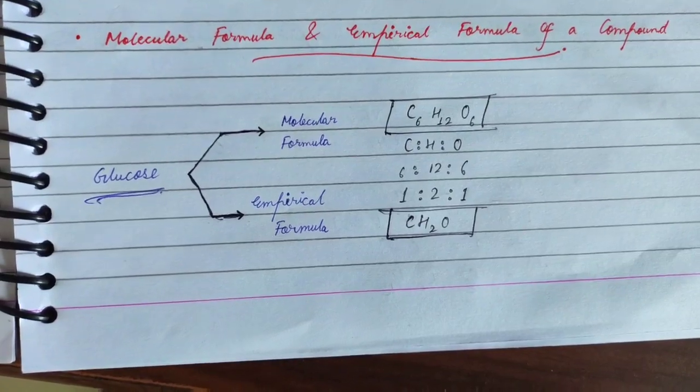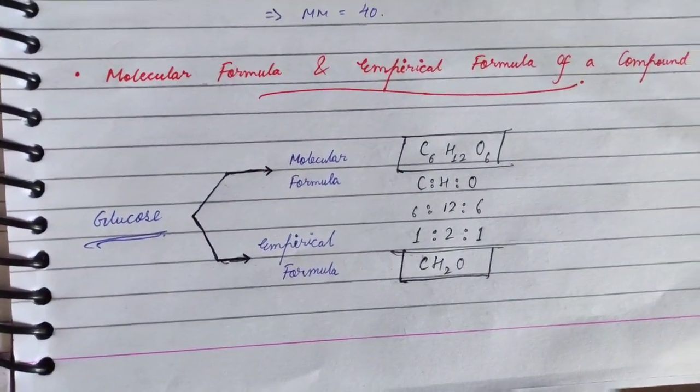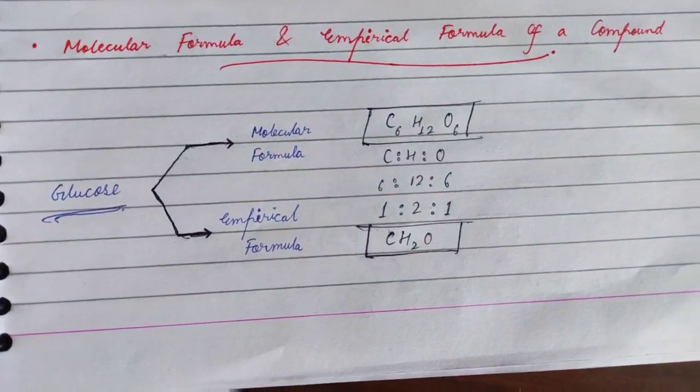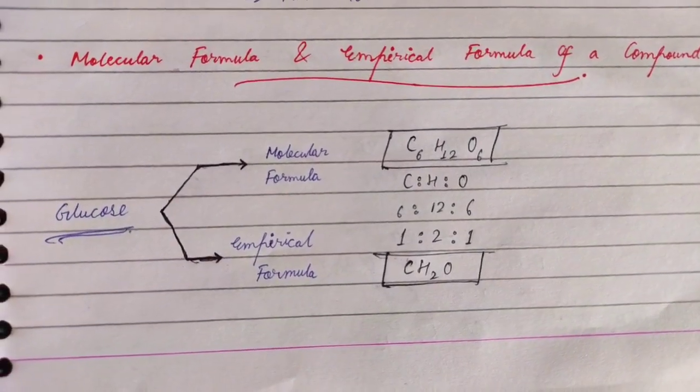Like suppose C2H4 is given. Now if we write in the ratio form, then it becomes 2 is to 4, and if we simplify it, we get CH2. That's the simplest form.